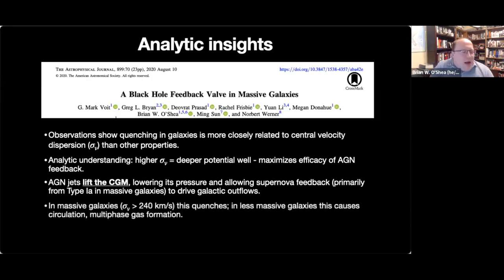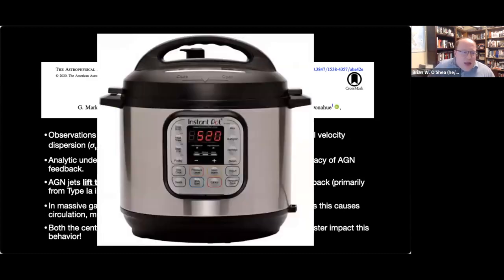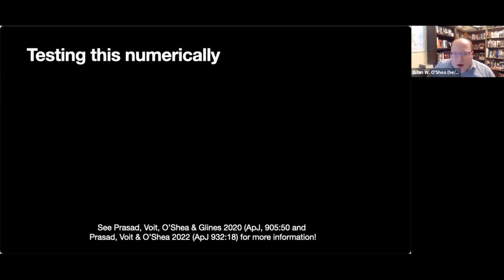And then in really massive galaxies, that's going to quench. In less massive galaxies, that's going to cause circulation and multi-phase gas formation. The central potential and also how gas is distributed impacts this behavior. Here's the best analogy that I can come up with for this: the CGM acts like a lid sitting on top of the galaxy and regulating what's going on. So we can test this numerically.